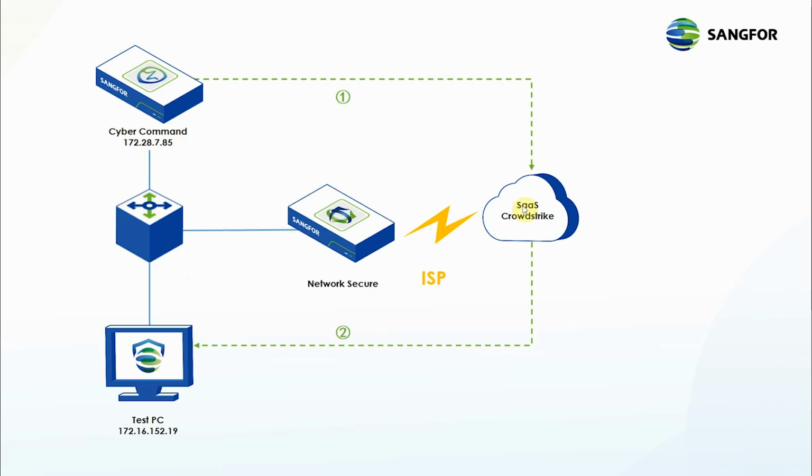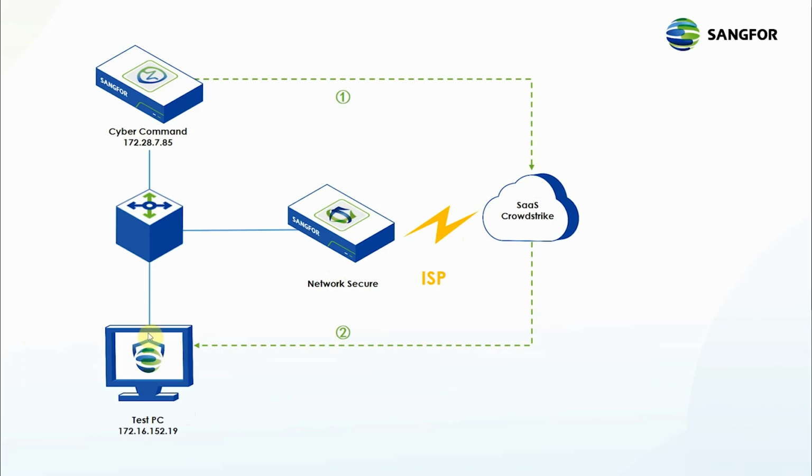Let's start with an overview of our network topology. Here you can see that Cyber Command is successfully connected to Crowdstrike Endpoint Security. In our demonstration, Cyber Command is operating from the IP address 172.28.7.85, while our test PC is located at 172.16.152.19. In the incident response process, Cyber Command issues response actions to CrowdStrike. Once received, CrowdStrike will execute these response actions in accordance with the defined Playbook policy in Cyber Command.